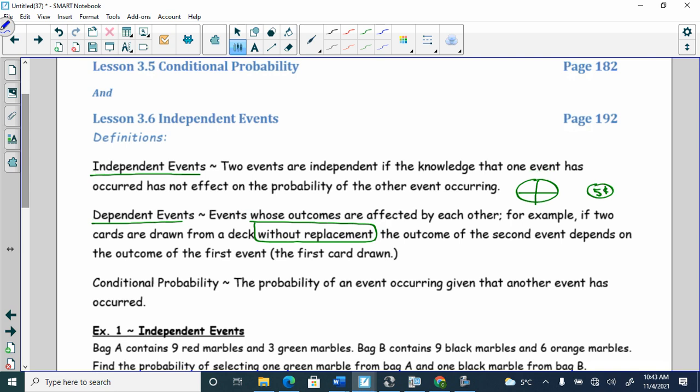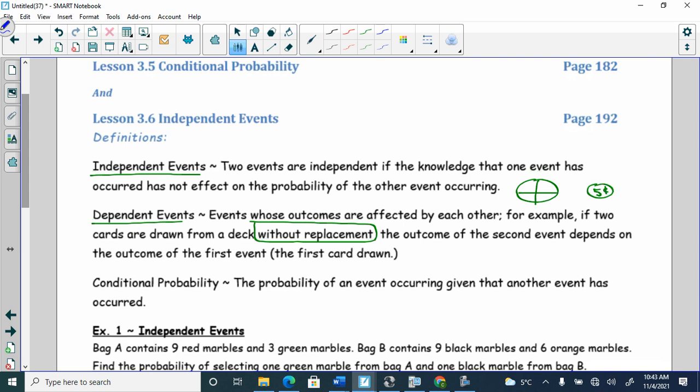So I'm going to give you some examples, and you're going to tell me if they're independent or dependent. First event is going to be spinning a spinner. Second event is going to be spinning the same spinner. Are they independent or dependent? They're independent. Why? Because I can't take a piece of the spinner off.